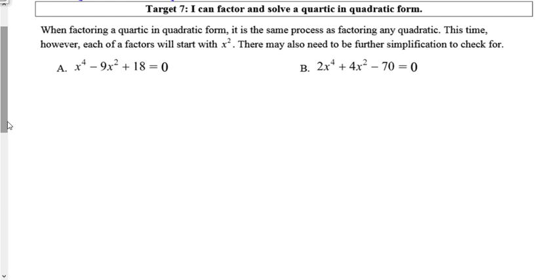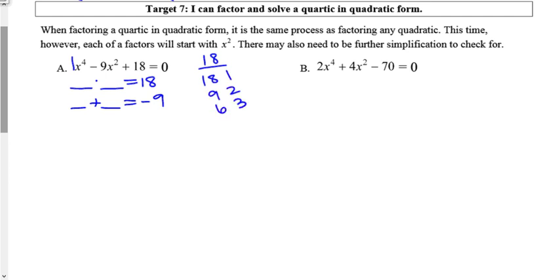Let's look at a. So it's in quadratic form. I have my x to the 4th minus 9x squared plus 18. So because my a value is 1, I'm just going to go ahead and think what times what is going to give me 18, and then what plus what will give me negative 9. Well, let's think about this. Factors of 18. I have 18 and 1, 9 and 2, 6 and 3. Ooh, 6 and 3 would work. It's supposed to be a positive 18 when I multiply, and I need a negative 9 when I add. So I'm going to do negative 6 and negative 3 here.